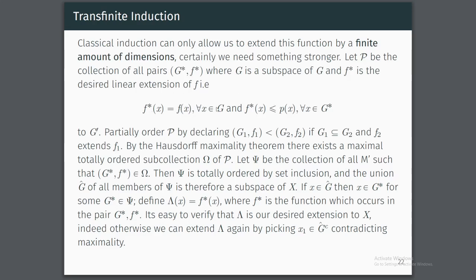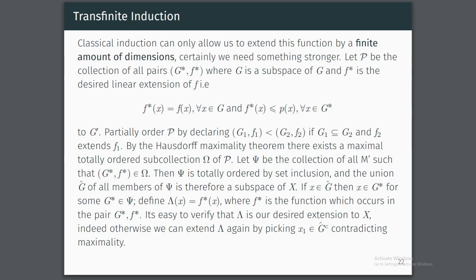Specifically, F star agrees with F on G, and F star is less than P of X for every X in G star. Okay? It should be G star, by the way. So we partially order P by setting two elements to be less than each other if G1 is a subset of G2 and F2 extends F1. So this is an actual partial order. You can check the properties. I'm not going to waste too much time on these.